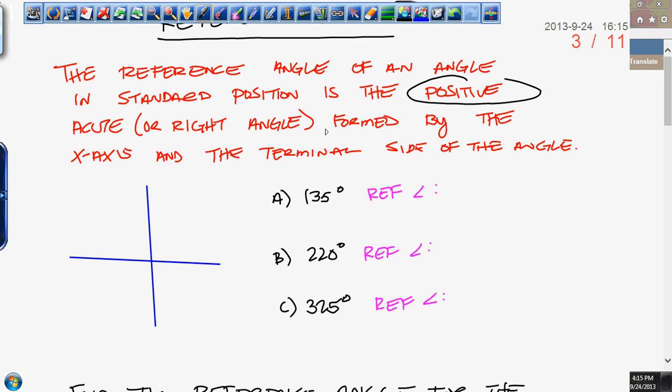It can be 90 degrees. That's why I said or a right angle there. But most of the time, it's just going to be somewhere between 0 and 90. The last thing is that it forms an angle always with the x-axis.